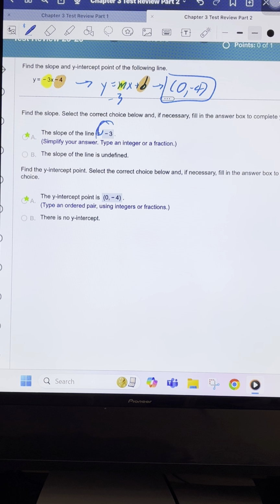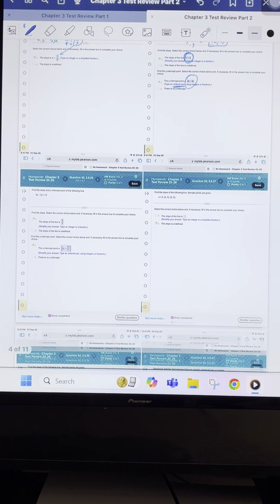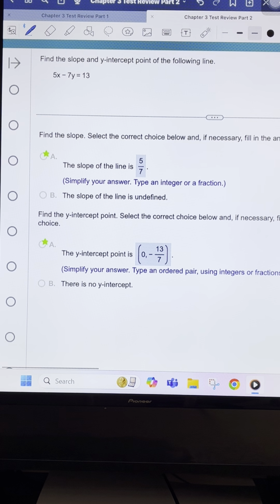So now how do we write the y-intercept? As 0 comma negative 4. And my slope is negative 3. Negative 3, and 0 comma negative 4. You have to put an ordered pair, okay? If you don't put an ordered pair, you're not going to get the answer right.